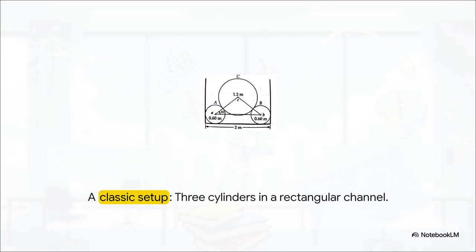All right, let's tackle 1. Take a look at this classic setup. 3 cylinders, A, B, and C, resting inside a rectangular container. Honestly, it looks like a nightmare, doesn't it? And this exact setup is a super frequent 14-mark question.